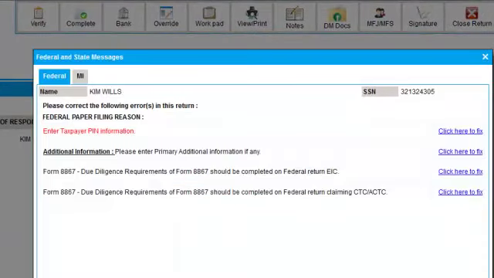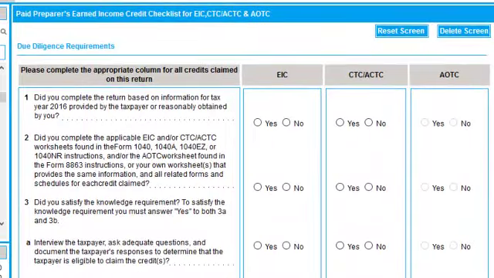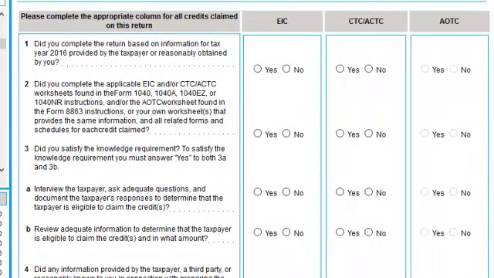It's going to ask for due diligence of the two clients. We're going to click here. It did populate that for us, so we don't have to go to the search to find the 8867 form. And I encourage everyone to read everything until you know pretty much this by heart. Did you complete the return based on the information for tax year 2015 provided by the taxpayer or reasonably obtained by you? We're going to hit yes. And that goes for the CTC as well, child tax credit.